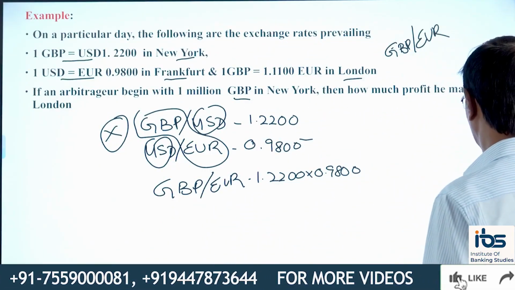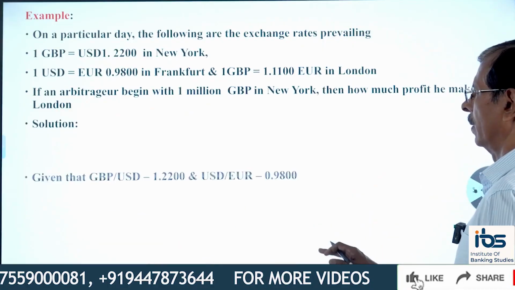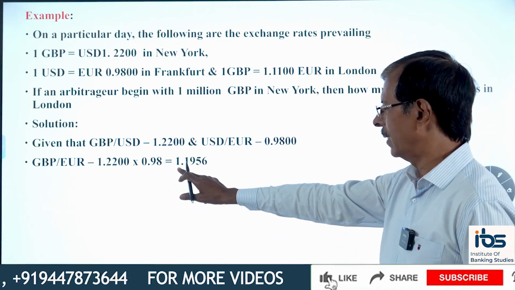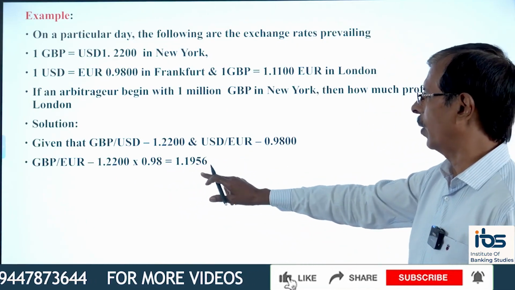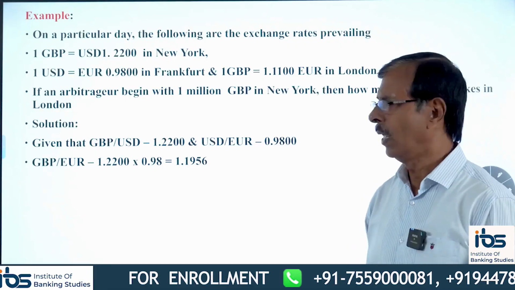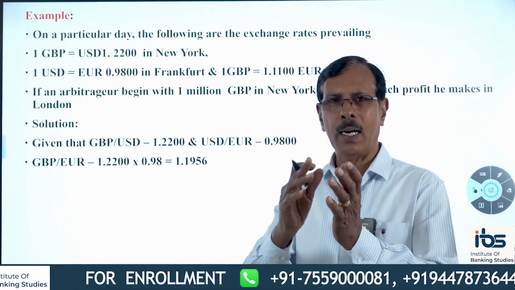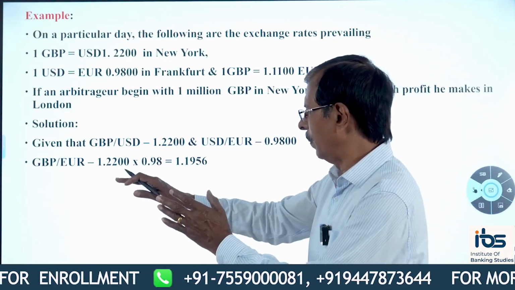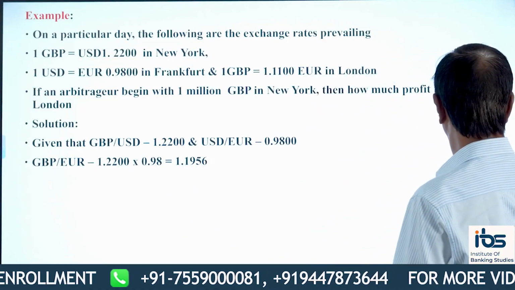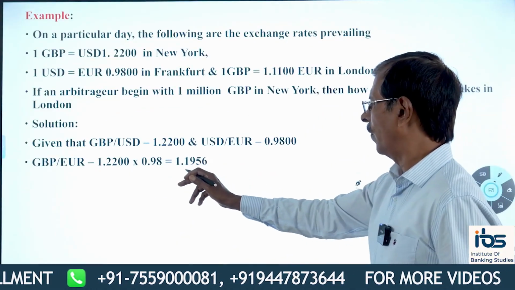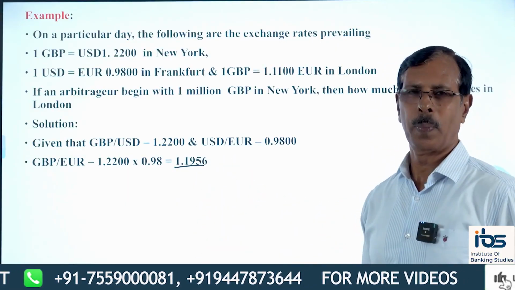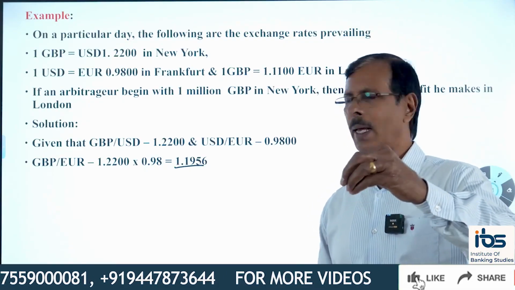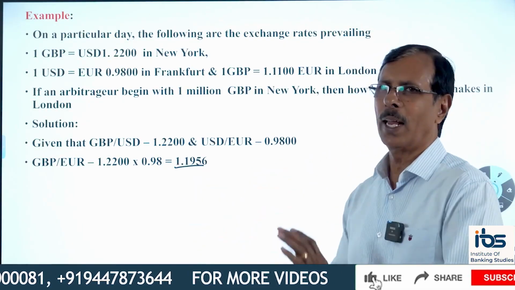So look, I have done it here. 1.2200 into 0.9800 is equal to 1.1956. What does this mean? This means first he converted GBP into dollar, then dollar into euro. So he got 1 GBP is equal to 1.1956 euro. So now 1 GBP he has converted to euro. How much euro? 1.1956 euro.